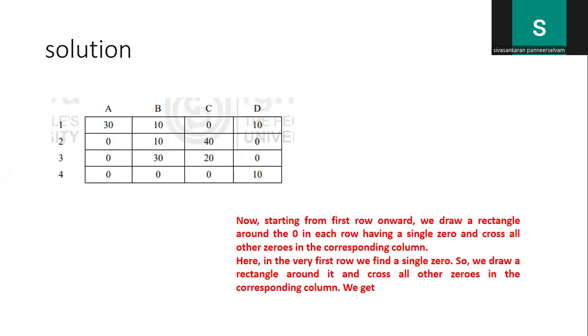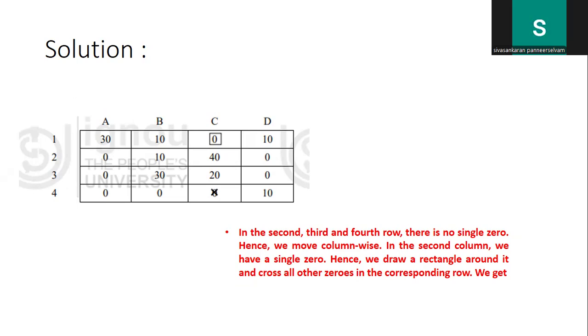So as of now, we have selected one zero with a square mark. Now go to the second, third and fourth rows. There is no single zero. In the second row, 2 zeros are present. Similarly, in the third and fourth rows, 2 zeros are there. So the condition cannot be applied for the row operation.